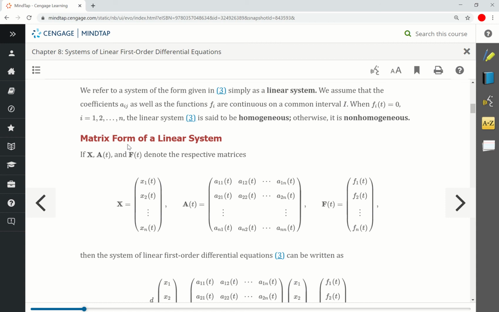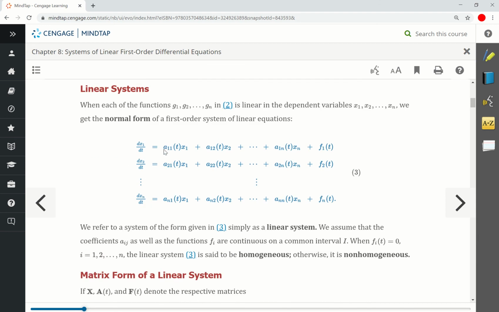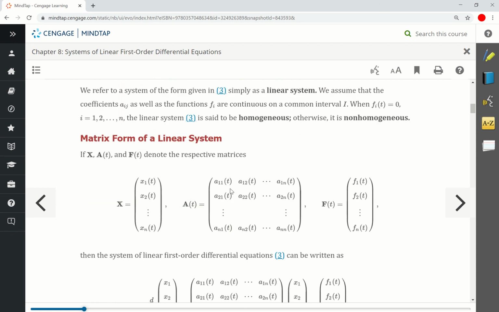What we're oftentimes going to do is invoke and use a lot of matrix algebra to help us write our linear system. We're going to let x be the column vector x1 of t, x2 of t, all the way down to xn of t. The A of t is going to represent these component functions. Across the first row of this matrix, you would have all of the component functions that were involved in the derivative of x1 with respect to t. So just the component functions go here.